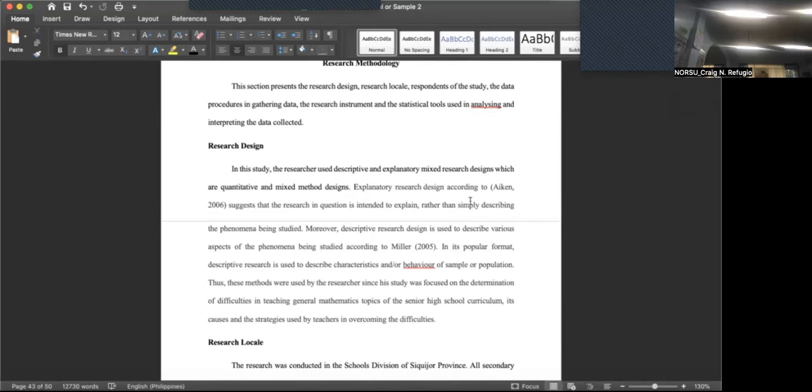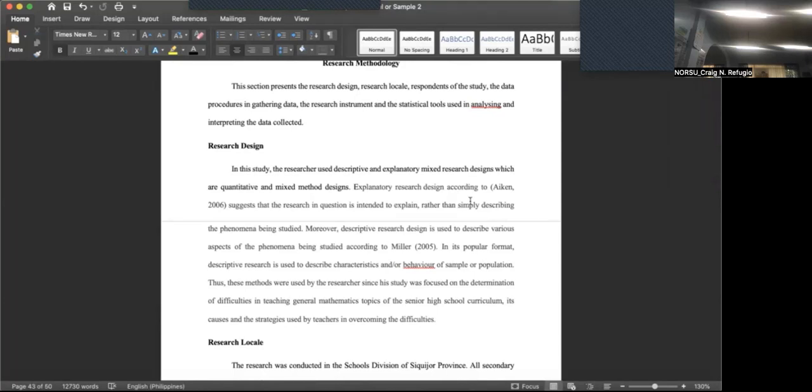So I want you to have additional literature about descriptive research design and about explanatory. First, copy what is in there according to ICANN and according to Miller. But I want you to add two more literature that will support the use of the descriptive method and the explanatory method. Did you get me? Yes, sir. Is it clear?